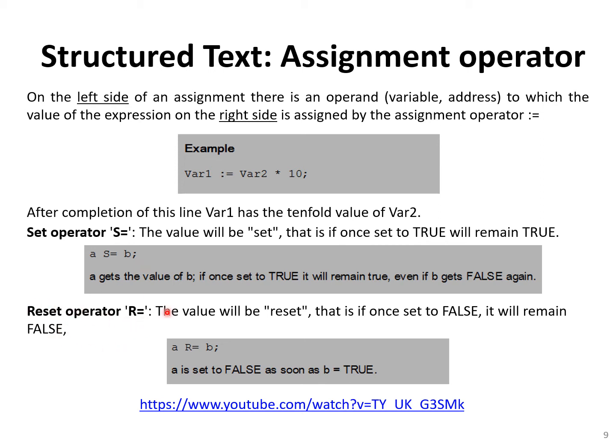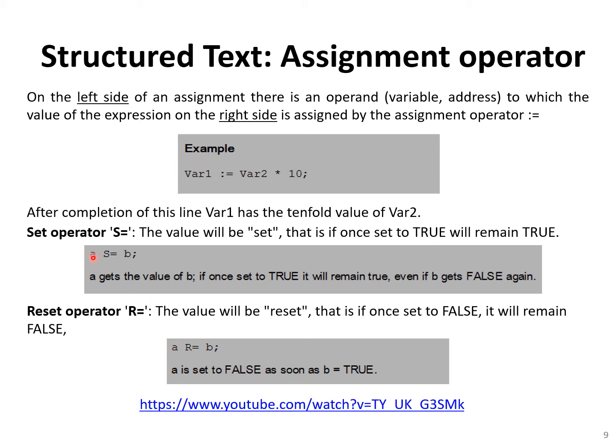Reset operator: the value will be reset, that is, if set to false, it will remain false. A R equal to B means A is set to false as soon as B is true. Okay, so again, to avoid confusion, B is our contact and A is the coil. Once B is true, A will be reset to 0 or false.